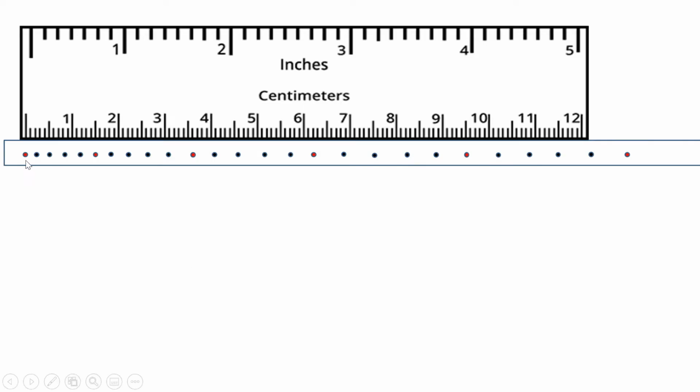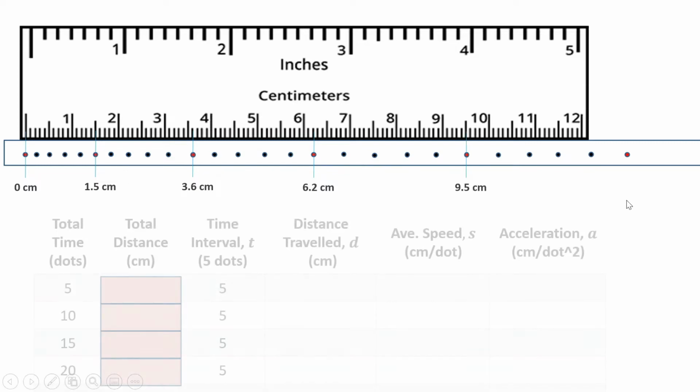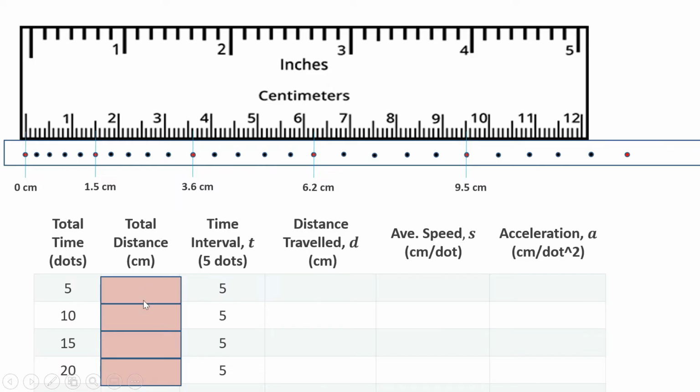So here, this will be my 0 dot. So that is at 0 cm of my ruler. This is my 5th dot, so that is 1.5 cm. This is my 10th dot, so that is 3.6 cm from the start. This is my 15th dot, so that is 6.2 cm. The 20th dot is 9.5 cm, and you will place that here, in the total distance.